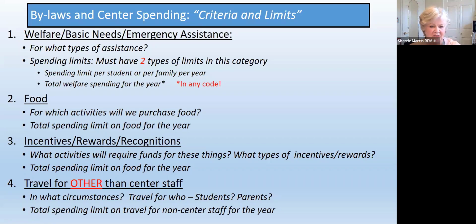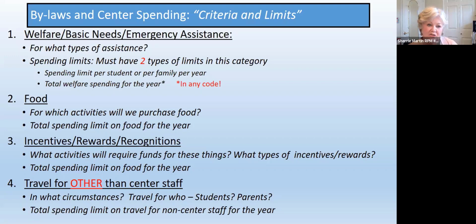So let's take a closer look. On this slide is a closer look at those 4 spending areas and what we mean by criteria and limits. So when you want to spend funds on what we call welfare, basic needs, emergency assistance for students or families, in your bylaws, you must have 3 things. One, what kinds of assistance does your center want to offer? It could be clothing, food, shoes, medicine, utilities. So these are things that you and your advisory council decide together.